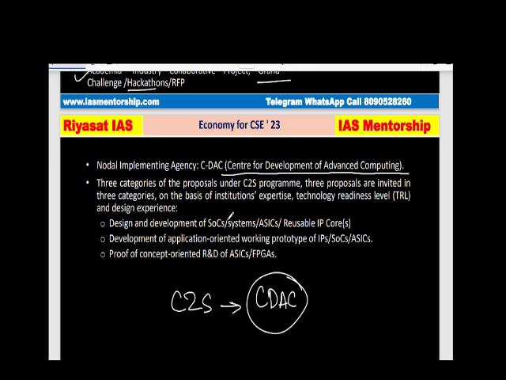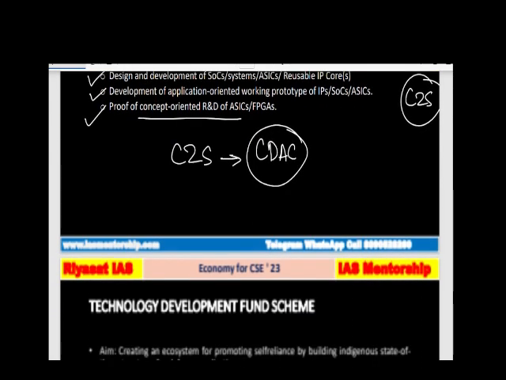Three categories have been proposed under this. First is design and development. Second is development of application oriented working prototype, and next is proof of concept oriented R&D. Three categories have been provided under the C2S program. Okay. So this is everything about C2S program.